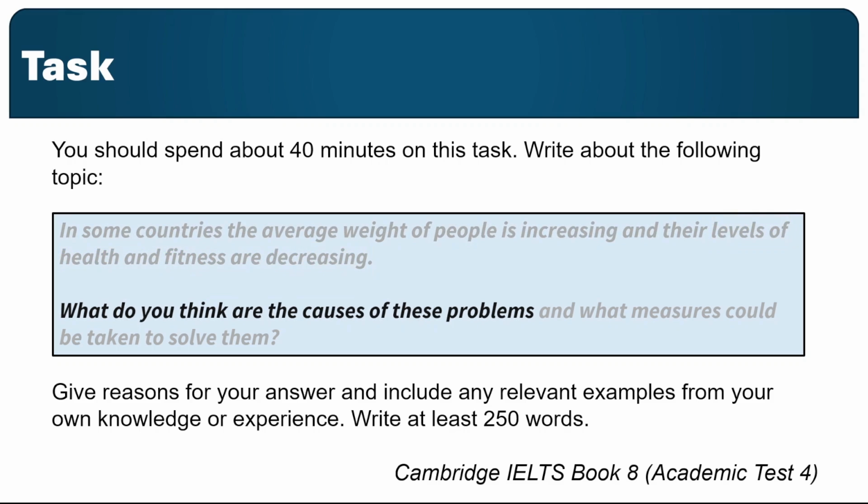And here is how you should respond to the tasks. There are two questions here. What do you think are the causes of these problems? The causes. It's not asking you to talk about the problem. It's asking you to explain what you think are the reasons, the causes of those problems. There is no right or wrong answer to these. There are lots of different causes you could argue for. In a way, it's an opinion essay because it asks you, what do you think are the causes? And the second question, what measures could be taken to solve them, is asking you for some solutions to the problems.